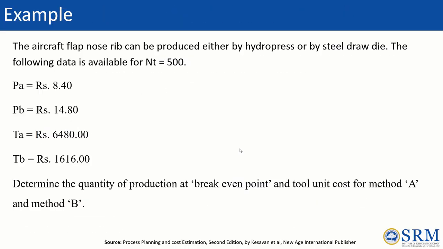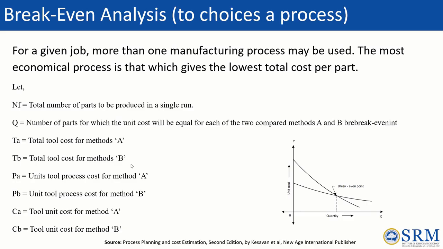Okay, right, we will go with the next example, an aircraft component example. The aircraft flap nose rib can be produced either by hydro press or by steel draw die. The following data is available: NT is equal to 500, PA is 8.40, PB is 14.8, TA is 6480 and TB is 1616.